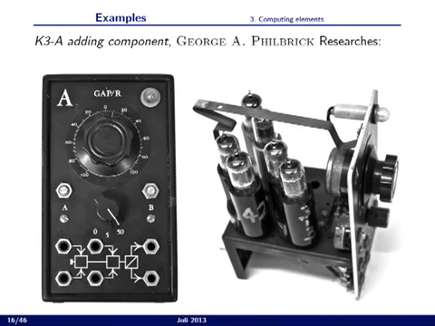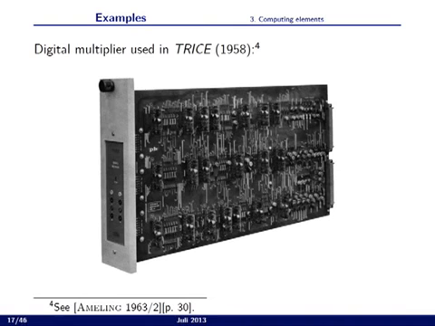This is another example of a summer, a real summer from the George A. Philbrick Researchers Company. You have, in this case, 4 inputs for variables on the left-hand side, and you have a dual output on the right-hand side. And using elements like these, you can just plug your program, your analog program, which you have developed like shown in the example above.